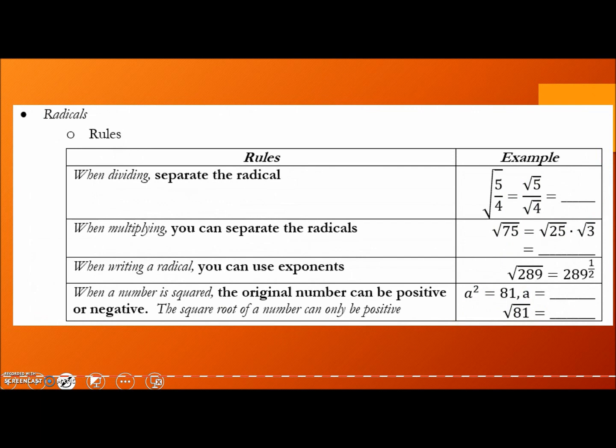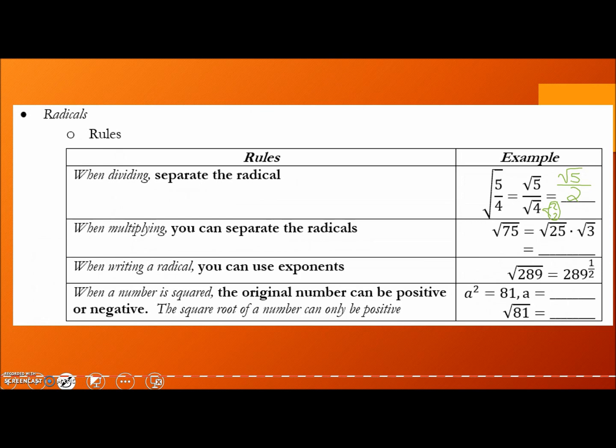Radicals, some rules. When you're dividing, you can separate the radical. So I have radical 5 over 4. I can separate that to be radical 5 over radical 4. And then you can break down and find doubles. So 4 breaks down to 2 and 2. So on the bottom it's just 2. On the top, 5 has no doubles. So that would be my answer, square root of 5 over 2.